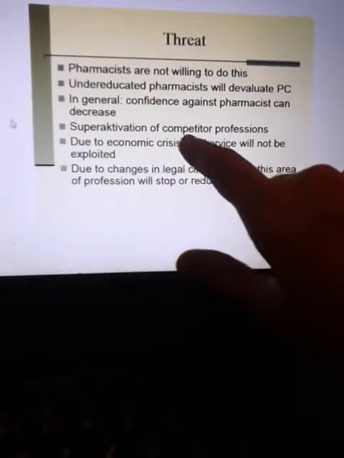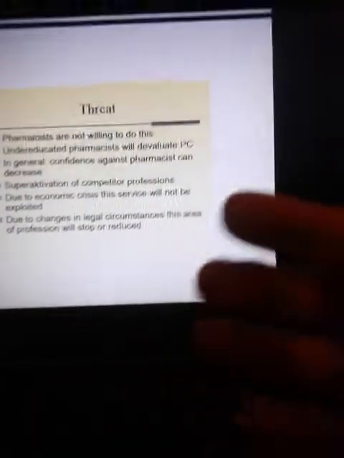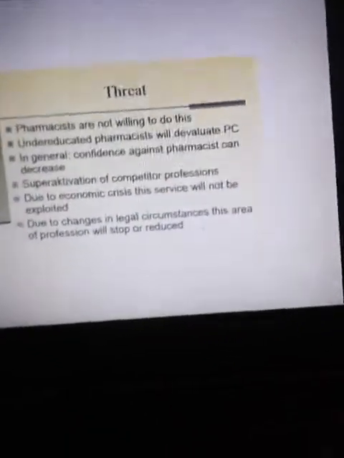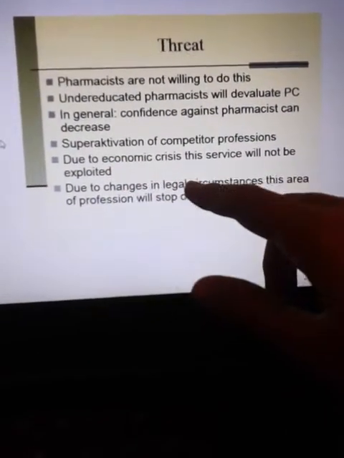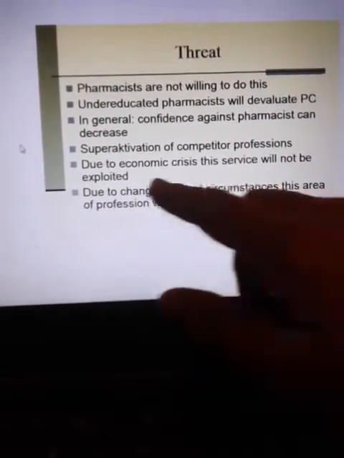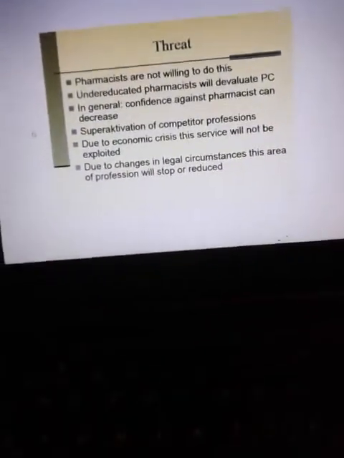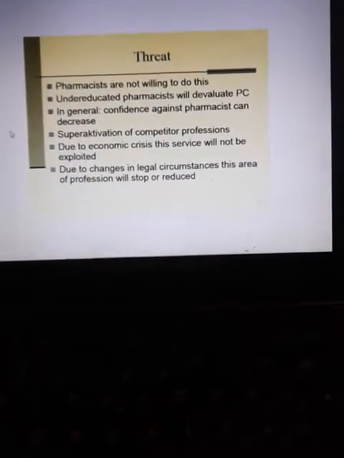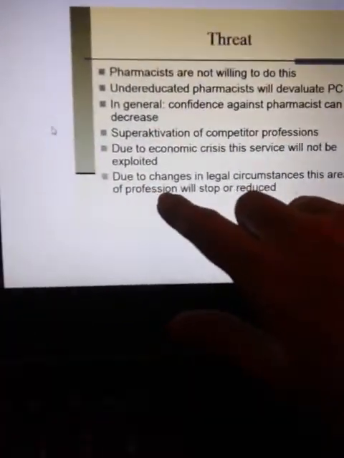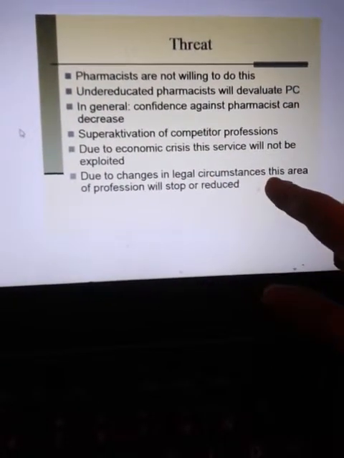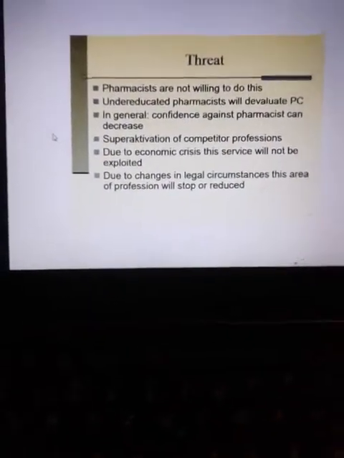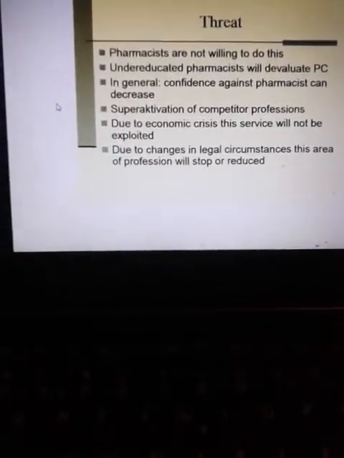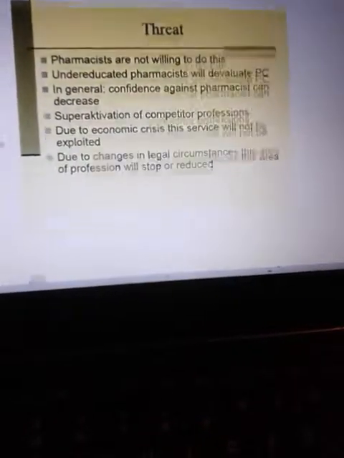Super activation of competitor professions. Competitor profession means the medical doctors are super active. In this case, the pharmacist doesn't like to do anything. Due to economic crisis, this service will not be exploited. Because of economic crisis, he doesn't like to give the service. Due to change in legal circumstance, this area of profession will stop or reduce.